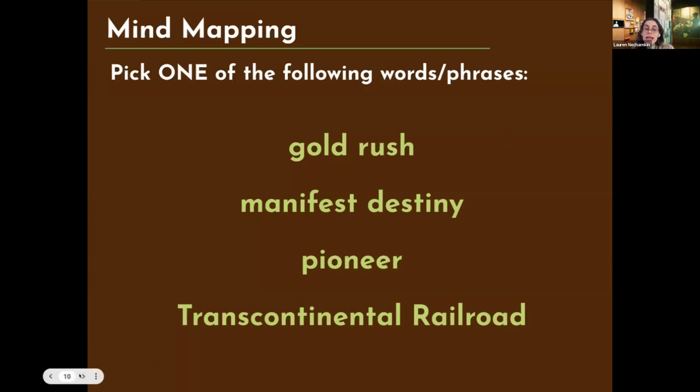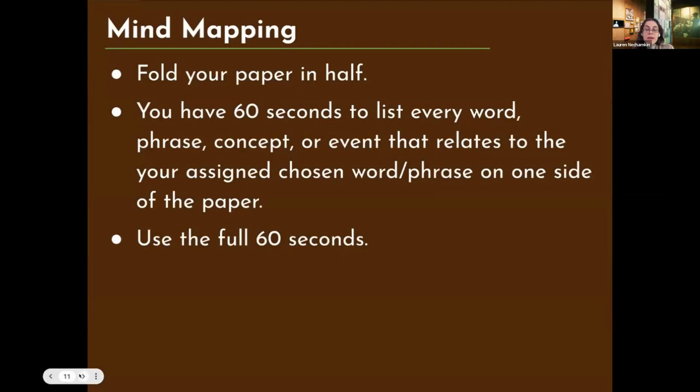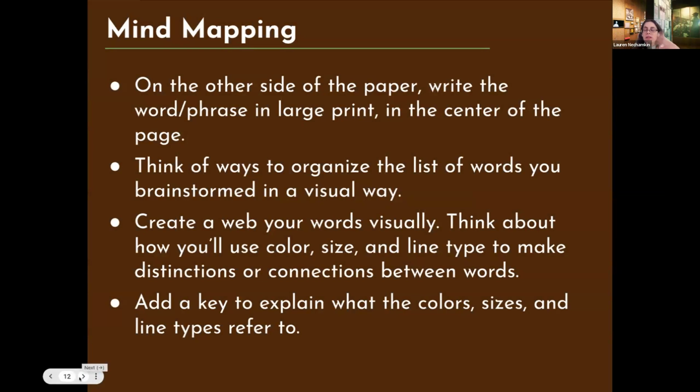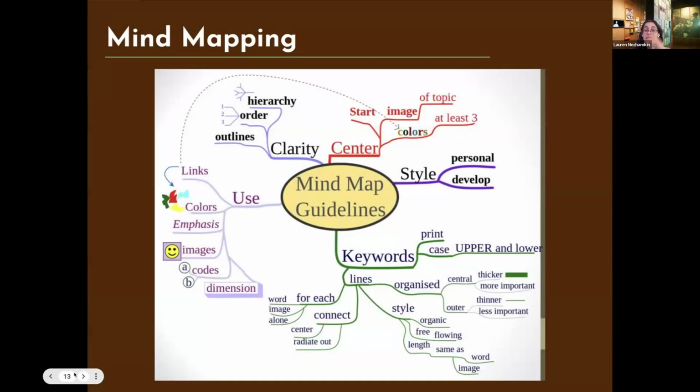I'm going to go to the next step in our mind map. Usually what we do is we start with this, but then we use that list and we create a web afterwards to think about how we are going to organize these things in a visual way, using color, font, size, and arrows, just a visual way to put things together and make some connections maybe that we didn't see before. This is an example that is just about a mind map.